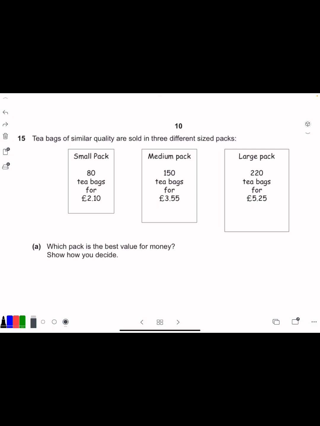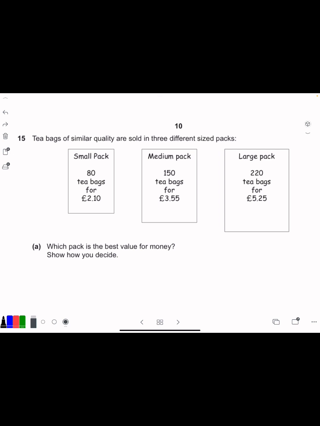15 tea bags of similar quality are sold in 3 different size packs: small, medium, and large. Which pack is the best value for money? How do you decide? You need to find the cost per bag for each pack.